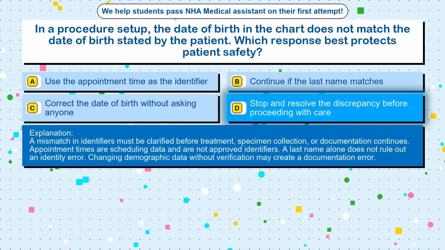A mismatch in identifiers must be clarified before treatment, specimen collection, or documentation continues. Appointment times are scheduling data and are not approved identifiers. A last name alone does not rule out an identity error. Changing demographic data without verification may create a documentation error.